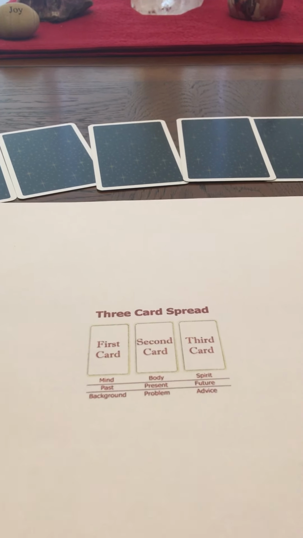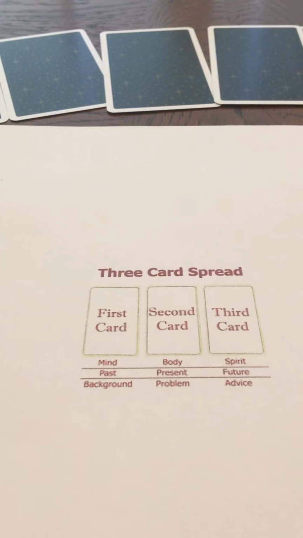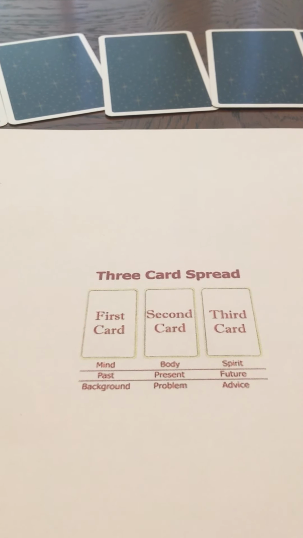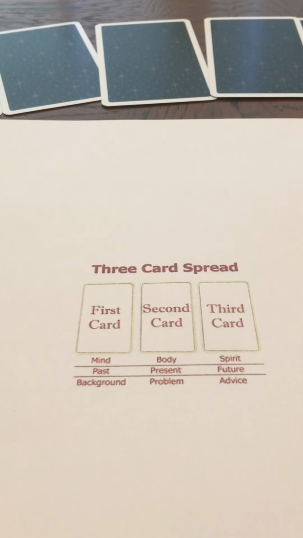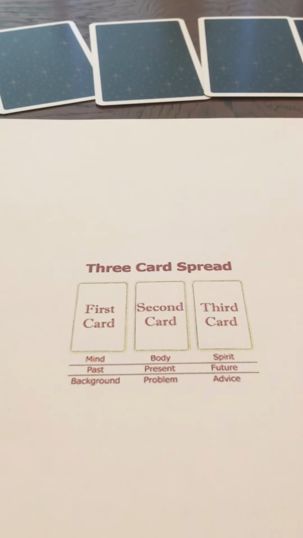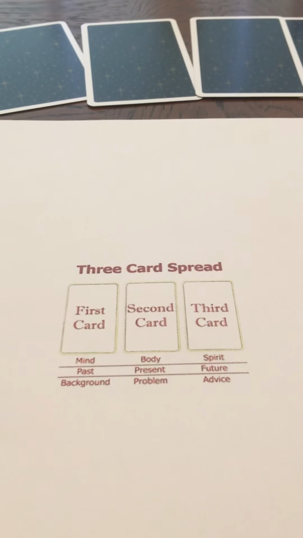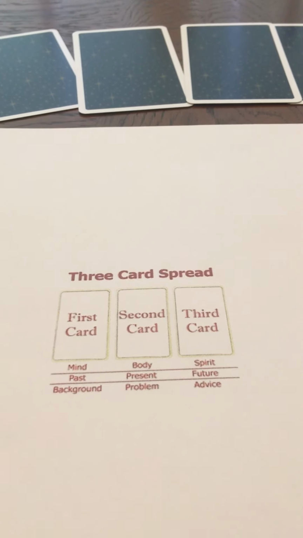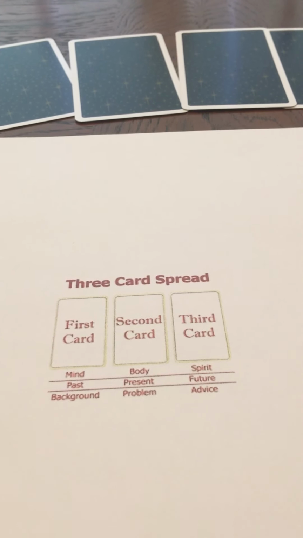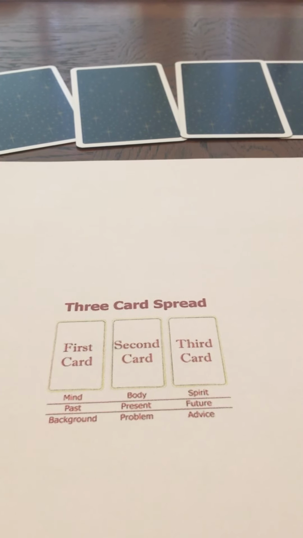Excuse me, card deck. So anyway, the 3-card spread, as I've said before, you can use past, present, and future, or mind, body, spirit, or background, what the problem is, and then advice. Just so we're familiar, I'll do maybe 2 of the 3 types of 3-card spreads. The first one is what we've been working with, the past, present, and future.